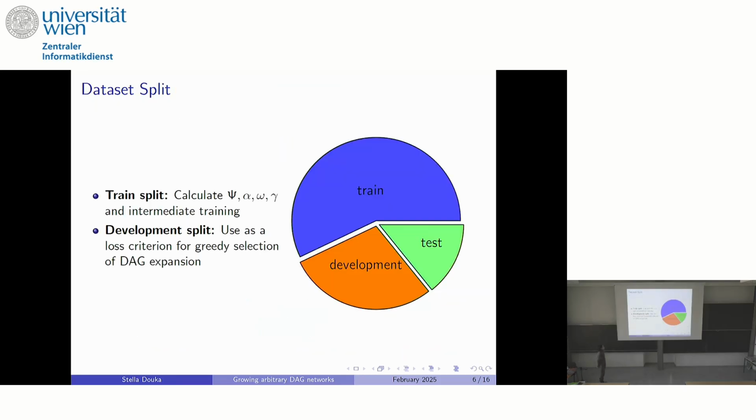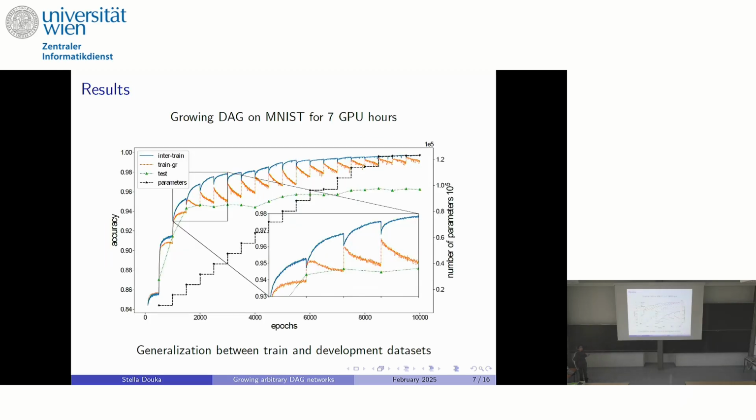In order to move on to the experiments, there is a little technical detail. We have a training dataset that we use to calculate the expressivity bottleneck, the alpha and omega parameters, the amplitude factor that Manon mentioned before, and also to do the intermediate training in between the growth steps. And we have another split of the dataset, the development set, that we use in order to choose exactly where to add the new neurons, the new layers, and so on. This is the loss criterion that we use for greedy selection based on the loss. We will talk more about the strategies in the next part.